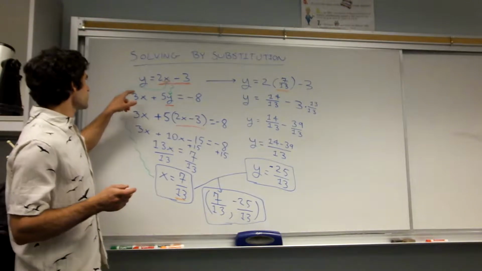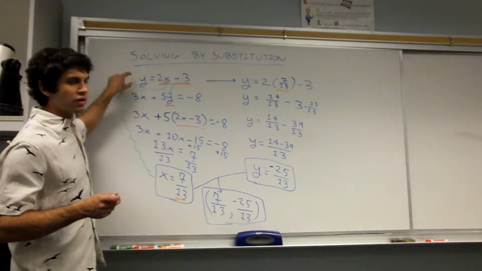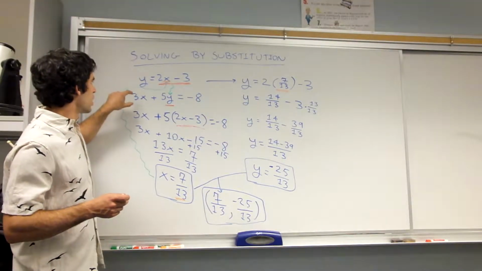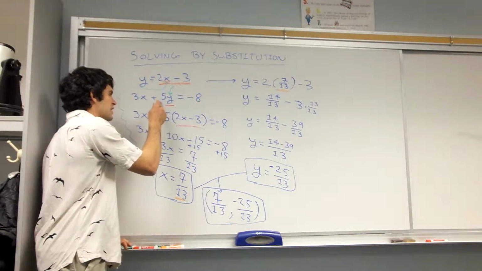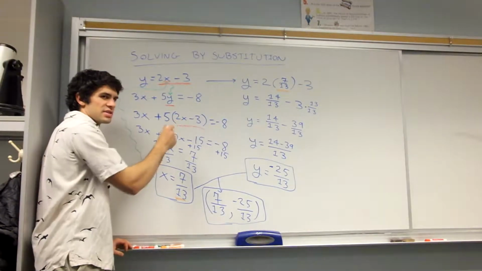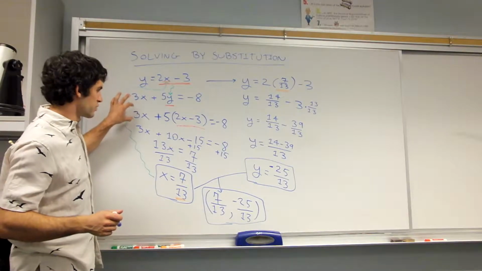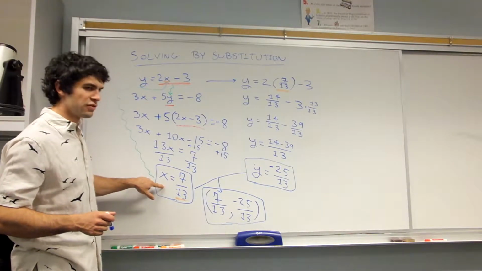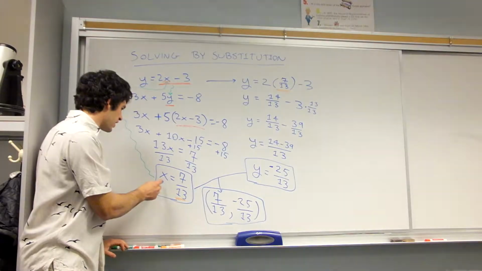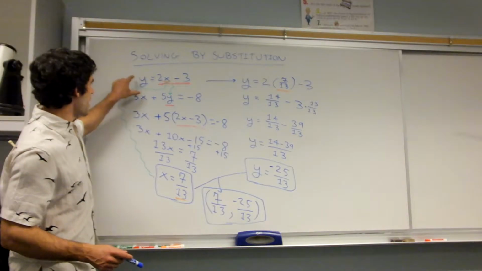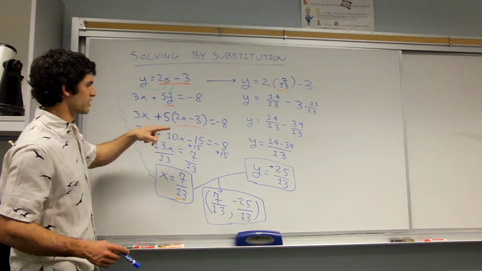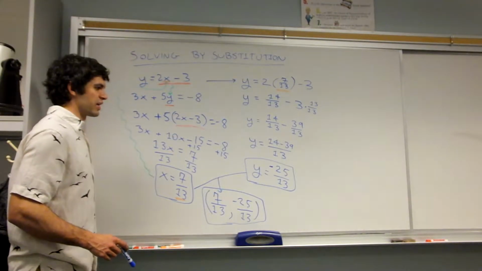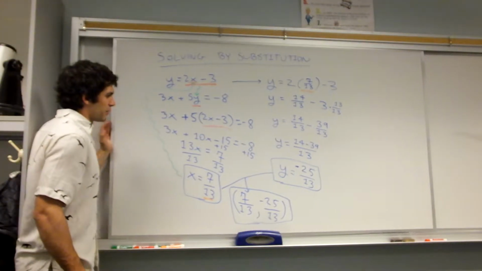We're just solving one equation for one variable, and then we're substituting that into the second equation, like this, and then we get one equation with one variable which we can solve. And then once we get one variable, we can plug that back into either of the two original equations and solve for the second variable. So let's do one more example.